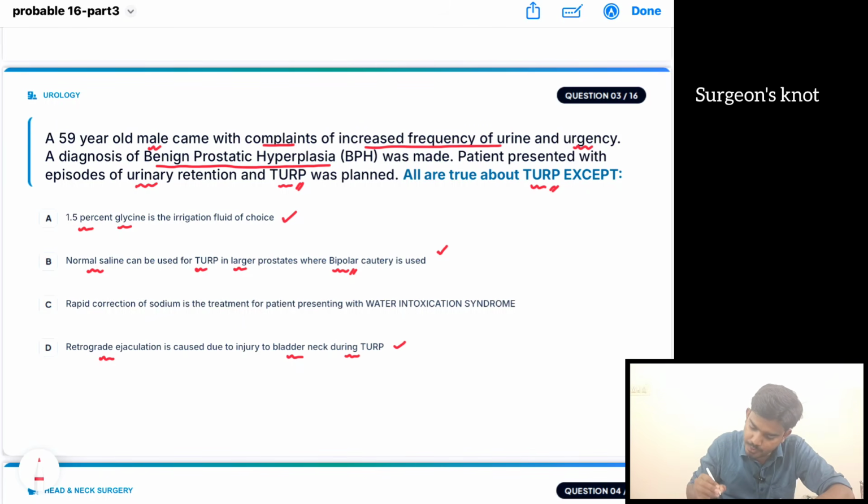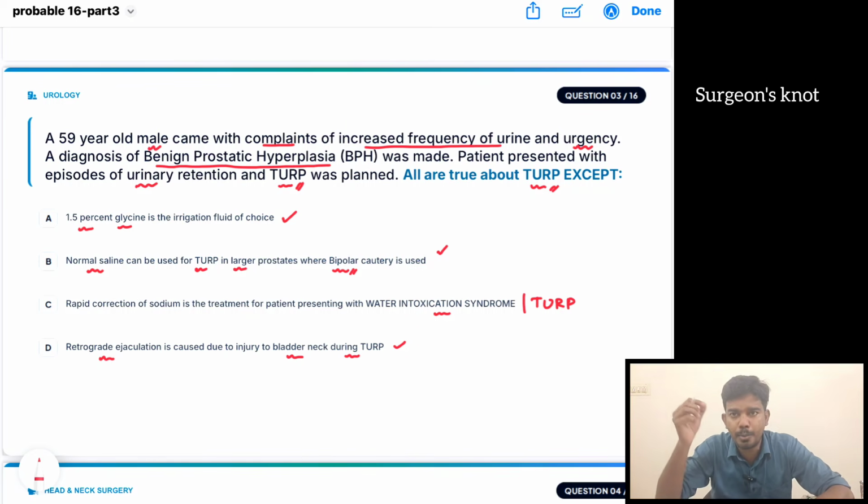Rapid correction of sodium is the treatment for a patient presenting with water intoxication syndrome. Water intoxication syndrome or TURP syndrome. Okay, the patient will present with hyponatremia. That hyponatremia has to be corrected slowly. Rapid correction will lead to central nervous system damage. So rapid correction should not be done. So that is the wrong answer. So இதுல answer option C.